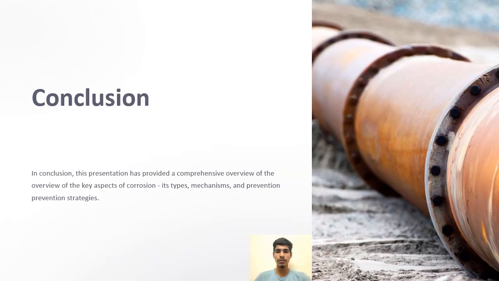Next, here comes the end of the slide, the conclusion part. In the conclusion, this presentation has provided a comprehensive review of the key aspects of corrosion, its types, mechanisms, and prevention strategies. That's all we have studied in our video today: corrosion, its basic types, the difference between the basic types, that are wet and dry corrosion, and then at last prevention techniques or strategies. That's all for today.